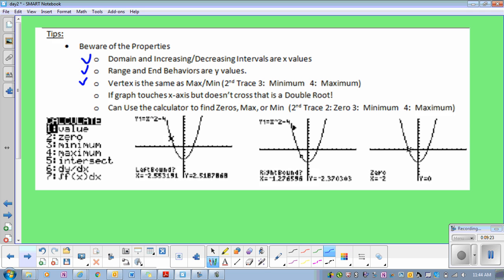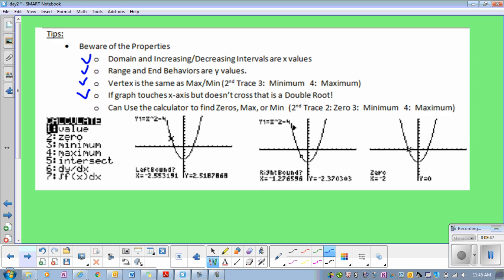If your graph touches the x-axis but doesn't cross through, remember how we talked about it just bounces off? Then that's a double root. It means you have 2 solutions there. You guys have learned this. If it wasn't true, why would it be here?